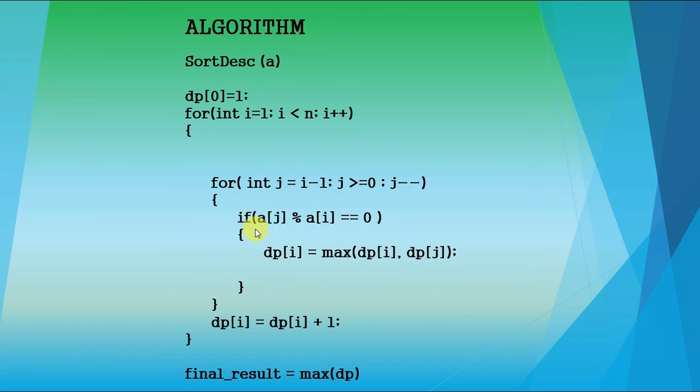Now when the integer represented by j is divisible by the integer represented by I, then dp[i] is going to be the maximum of dp[i] and dp[j]. And in the end, when all the iterations of j are over, then dp[i] is going to be 1 plus the value already stored in there. Finally, we'll get our final result by choosing the maximum value from the dp array, which is 3 in our case.